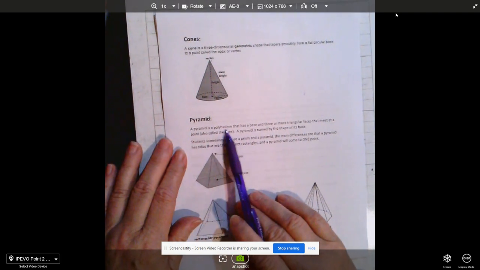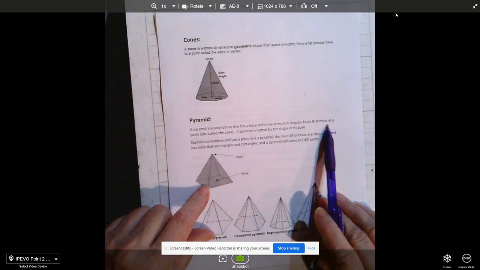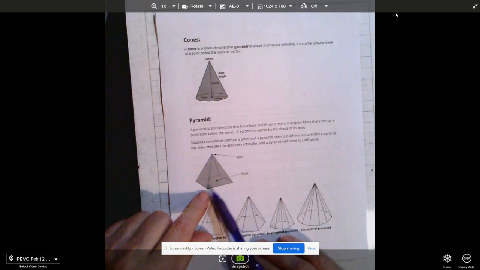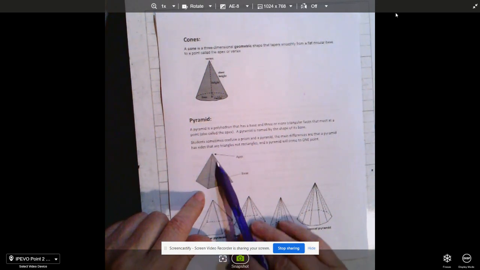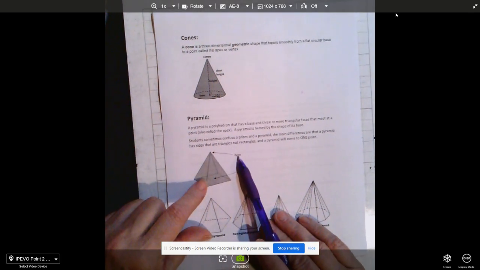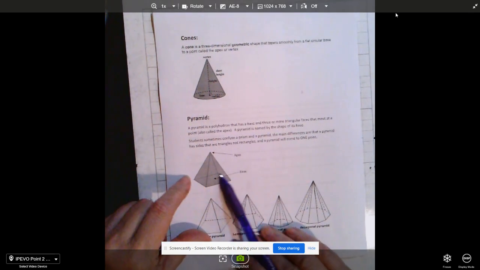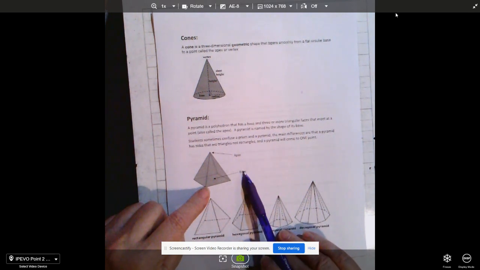A pyramid is a polyhedron that has a base. Again, this will only have one base and three or more triangular faces that meet at a point. So each one of the faces is going to be a triangle, and this point here is called the apex. Your base can be any shape. This could be a square, it could be a triangle, it doesn't really matter. And just like a prism, a pyramid is named by its base.